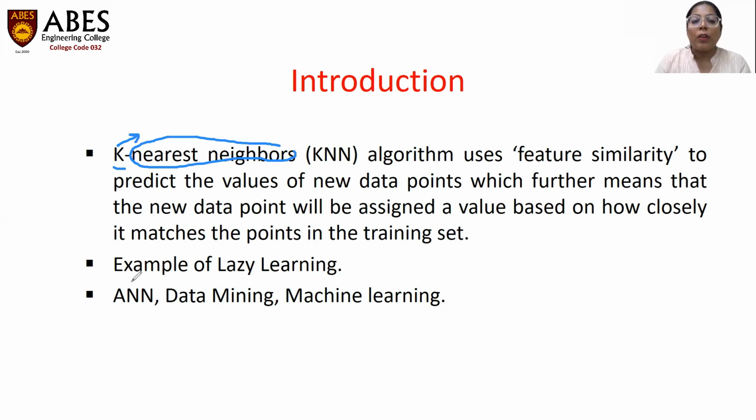It is an example of lazy learning. Why is KNN lazy learning? Because it just memorizes the concepts. It doesn't understand, it only memorizes the concepts. So it is an example of lazy learning. KNN is used in ANN, that is artificial neural network, data mining, machine learning, and data science.